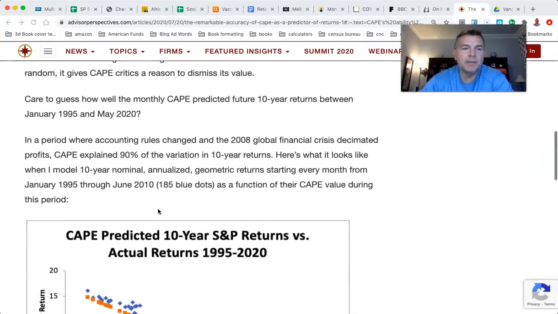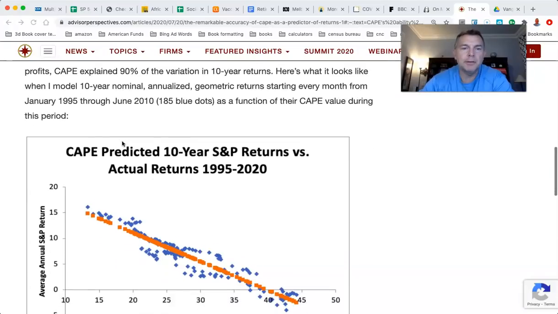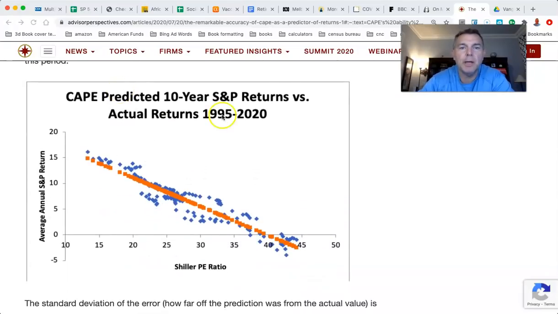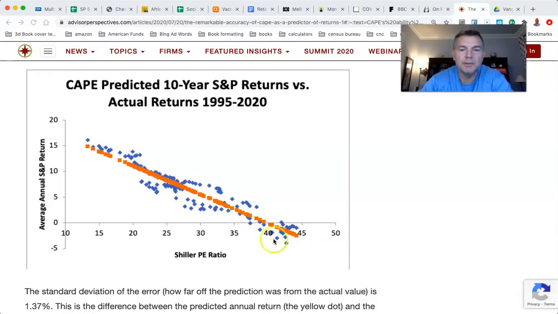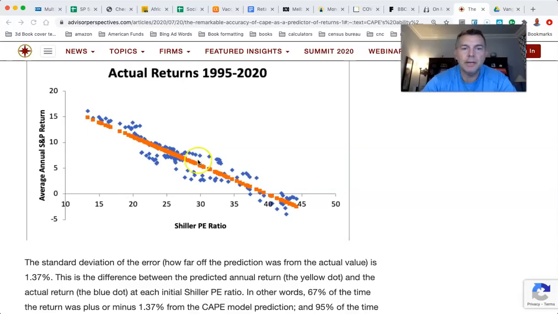We're going to go down here and it says, in a period where the CAPE, CAPE predicted 10-year S&P returns versus actual returns from 1995 to 2000. And you'll look at this like, whoa, that's right, man. You can see the higher the CAPE was, the lower the returns. The CAPE is a cyclically adjusted PE ratio. So instead of going like this, they adjusted over 10 years to kind of flatten it out. And essentially, on the high end where we are now, the next 10-year returns were low, as this shows you. So look at all these different scenarios. That's over the 10 years, and you can see the higher the CAPE was, the lower the rates of return.